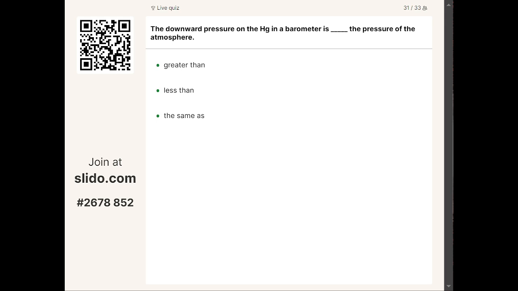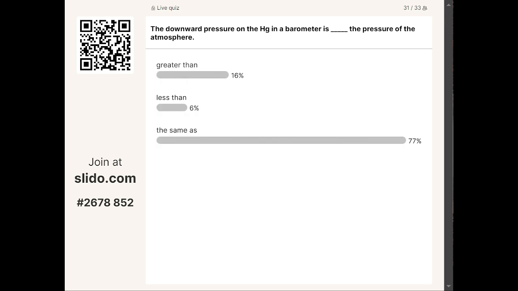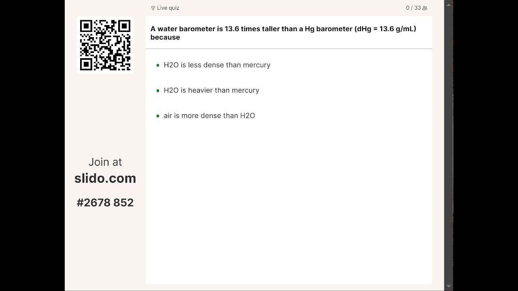Okay, folks. I'm going forward. So it has to be the same as, right? That's actually what we're measuring. It's the atmospheric pressure, and so it has to be the same as. That's what's pushing it up. So the water barometer is 13.6 times taller than the mercury barometer. Why would that be?